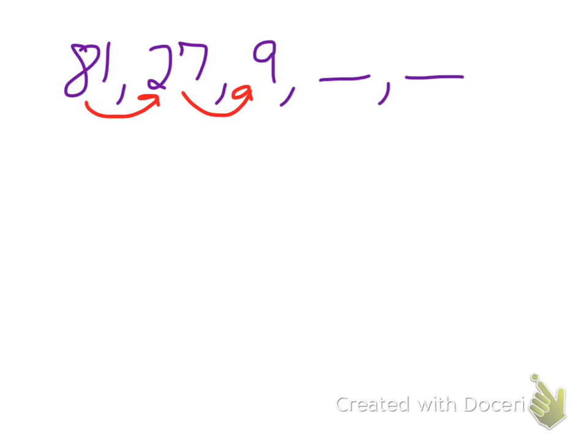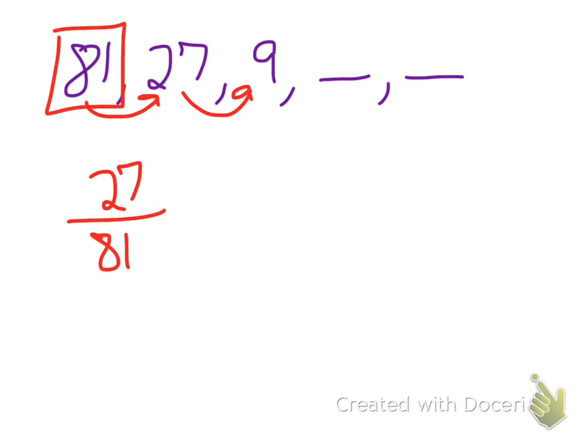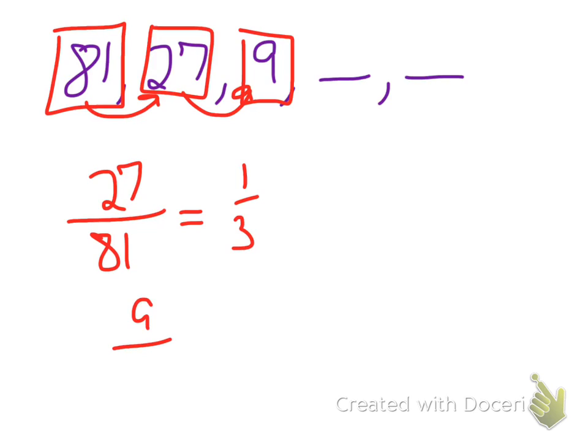So again, to figure out my multiplier, just like we did before, I'm going to take a term, 27, and divide it by the previous term, 81. And I can simplify this down to 1/3. I can do the same thing with the 9 and 27. 9 divided by 27 is 1/3.